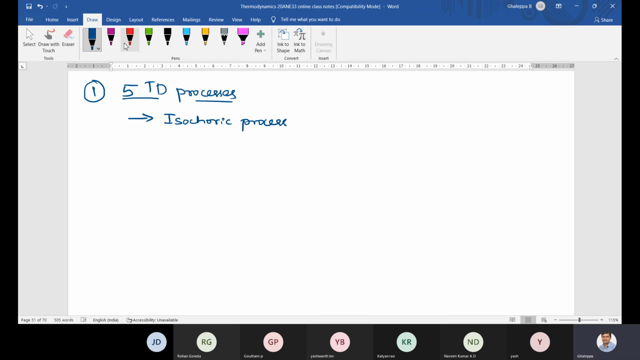Okay, what is the condition for isochoric process? Which property remains constant? And dear students, there are 3 major properties you need to remember: pressure, temperature, and volume. So if the pressure is constant in the process, that you call it as isochoric process. Pressure is equal to constant.